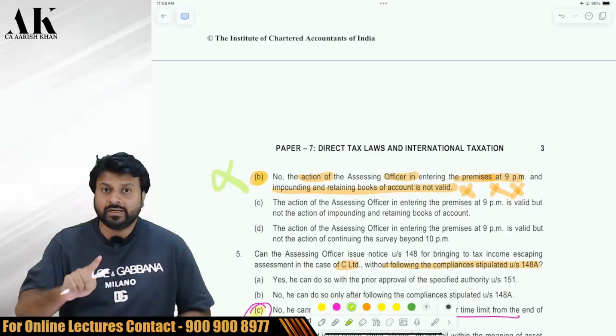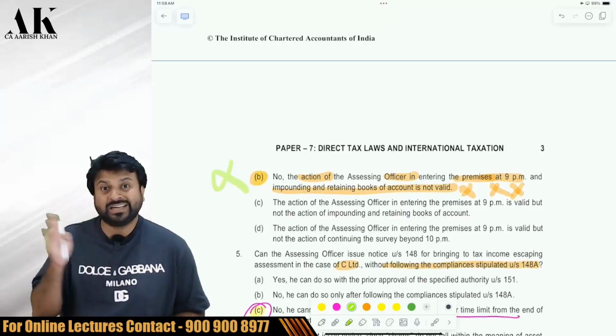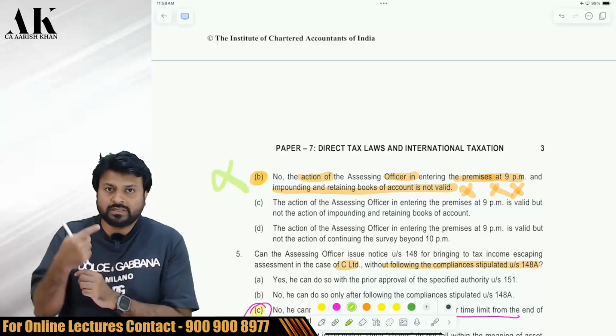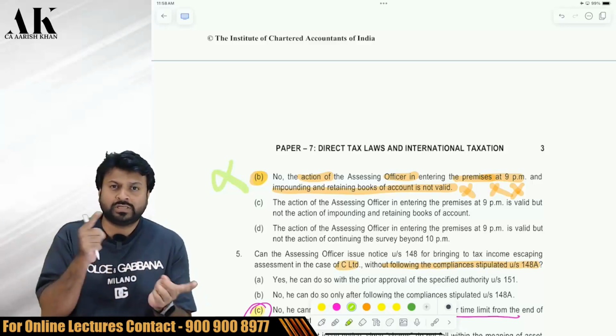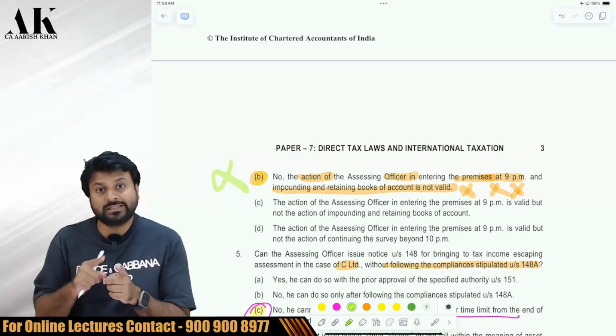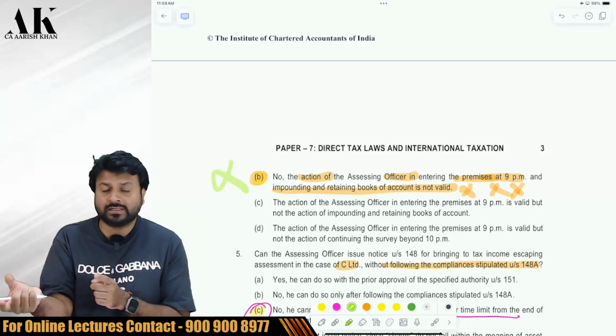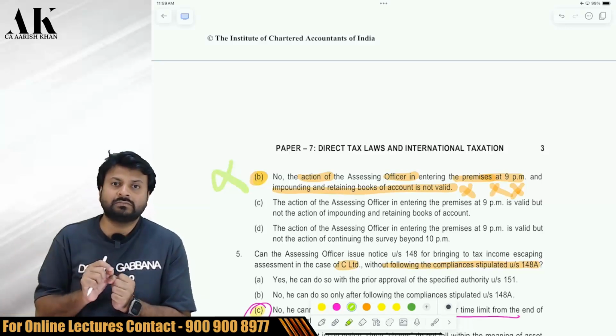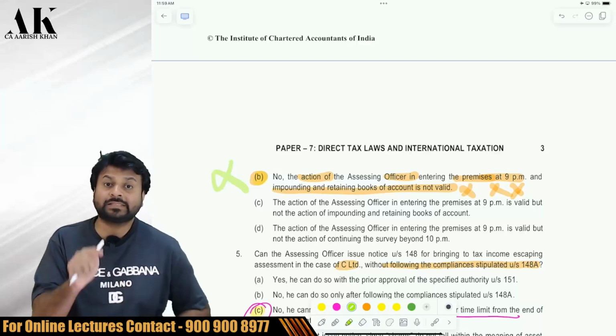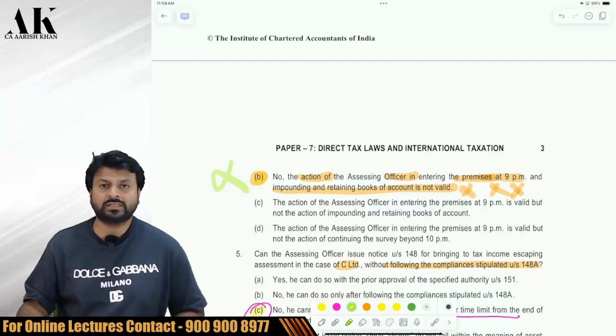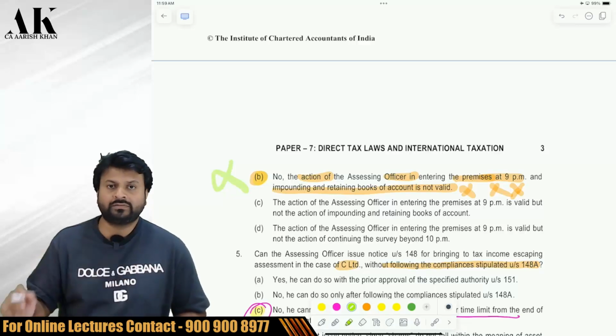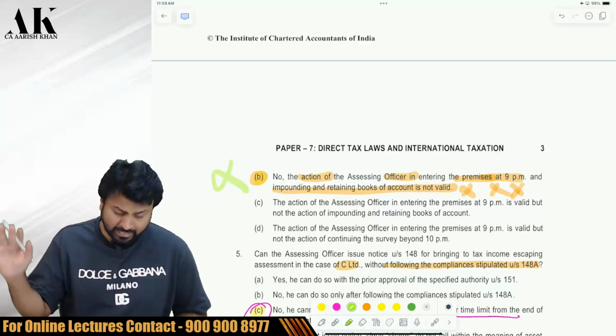Because in case of TDS and TCS survey, it comes in any other case. If you are entering the business premises for checking the books of accounts, for checking the inventory, for these purposes, then you can enter even after the sunset, that is during the business hours. But if you are entering specifically for checking the compliances of TDS and TCS, you cannot enter after sunset. That is absolutely not allowed.